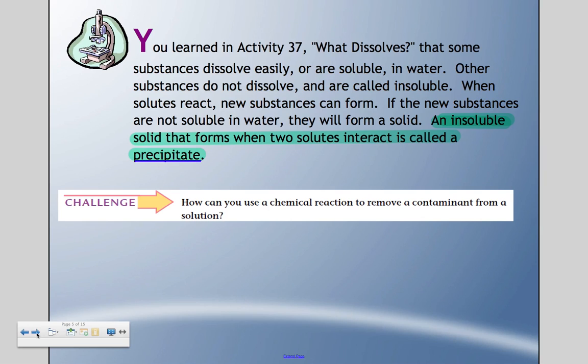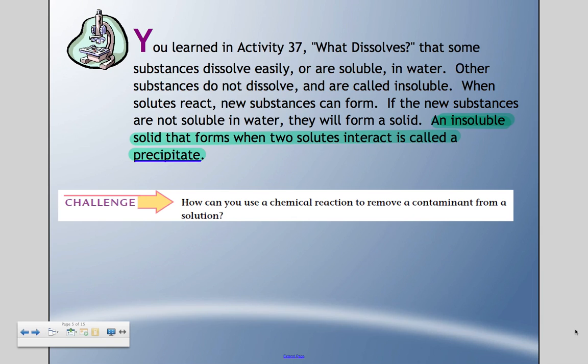This page says that you learned in activity 37 what dissolves, that some substances dissolve easily or are soluble in water. Other substances do not dissolve and are called insoluble. When solutes react, new substances can form. If the new substances are not soluble in water, they will form a solid. An insoluble solid that forms when two solutes interact is called a precipitate. That's a word that should go in your glossary, as well as the definition.